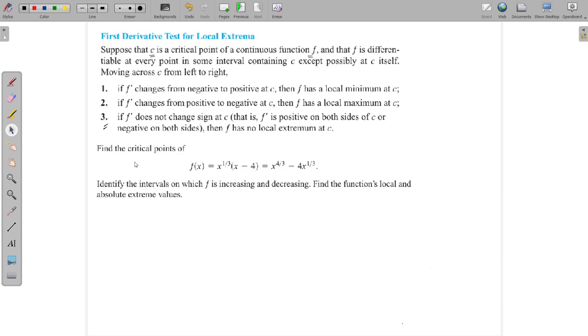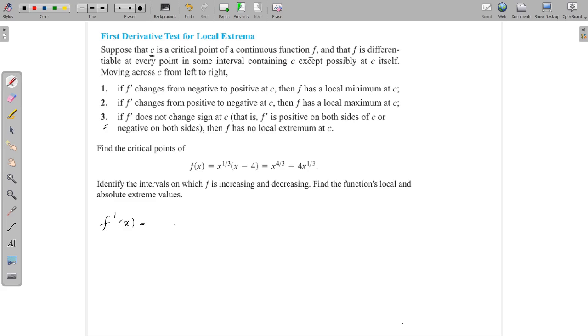Now we discuss this problem. Find the critical points of this function f of x equal to x raised to 4 by 3 minus 4 x raised to 1 by 3, and identify the intervals on which f is increasing and decreasing. And the final question is find the function's local and absolute extrema values. So for this we start to find the critical points by calculating the f dash x.